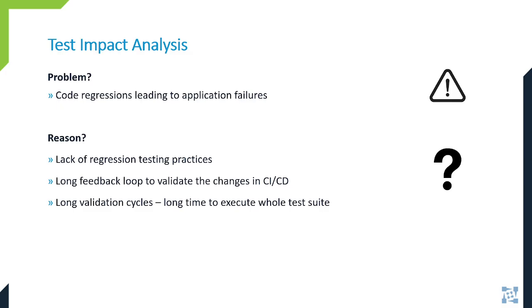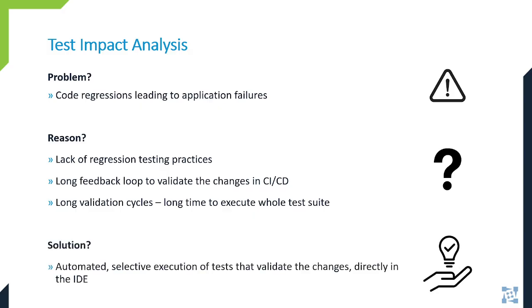Why does this happen? It usually comes down to not knowing what to test. Running the full suite takes forever, and running nothing is a huge risk. That's where smart test selection comes in. Instead of running everything, you get instant validation of your changes right inside your IDE. Only the tests that are relevant to your changes are run, so you catch regression issues early without slowing down your workflow. Let me present to you how that works.